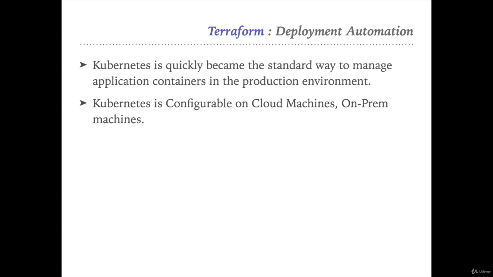Kubernetes is configurable on cloud machines and on-prem machines. I believe all the major public clouds provide Kubernetes as an inbuilt service. Google provides Google Kubernetes Engine, AWS provides Elastic Kubernetes Service, and Microsoft Azure also provides an inbuilt Kubernetes service. Kubernetes is also open source. If you want to install Kubernetes on your on-prem machines or your own servers, you can directly install it and use it.